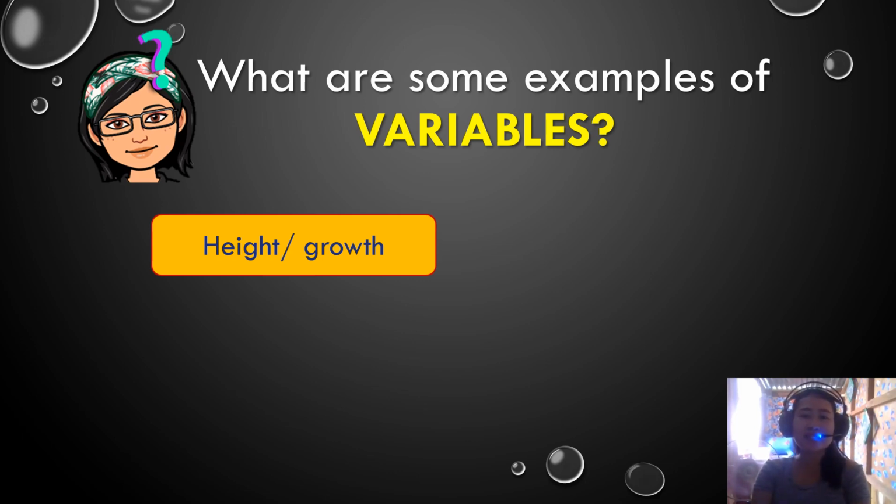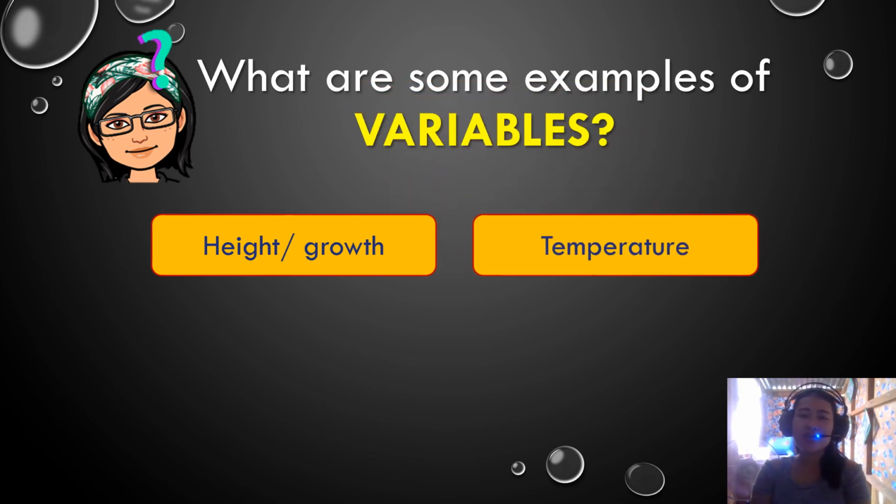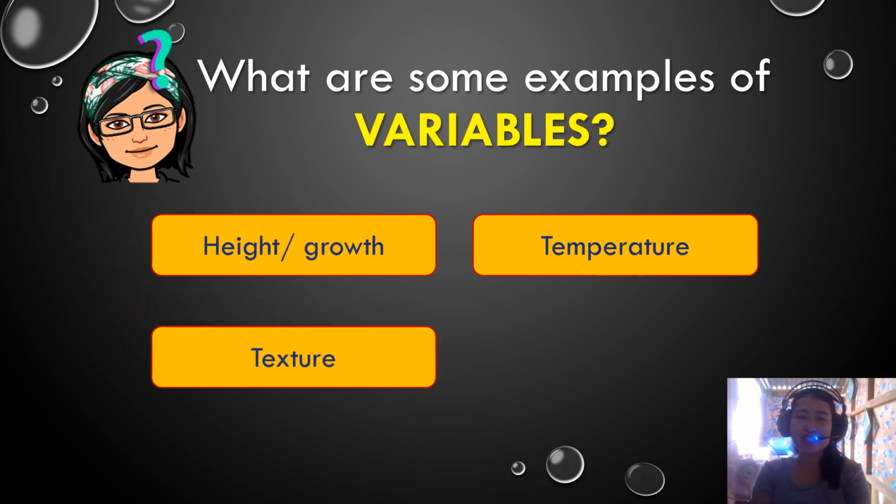Second on the list is temperature. For example, you can either choose hot or cold water to make a coffee or juice, depending on your choice. Third on the list is texture. For example, it's your choice again to sleep either on smooth or rough surfaces.